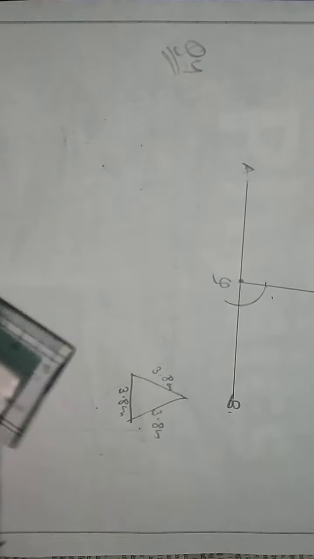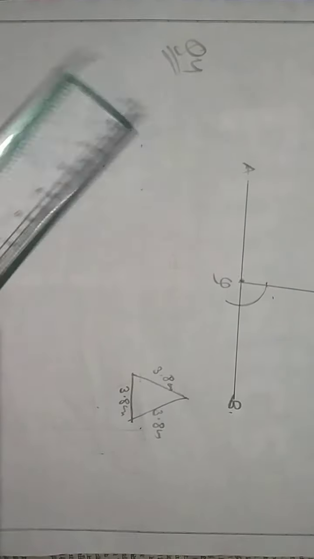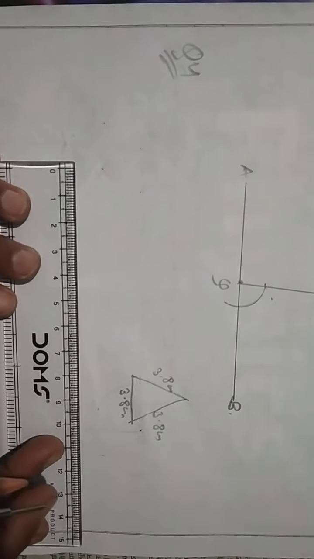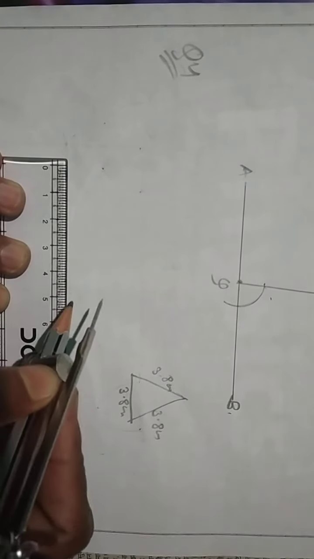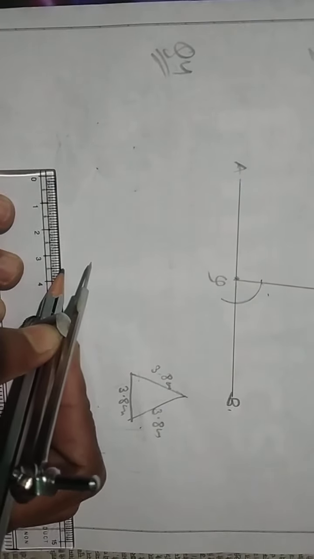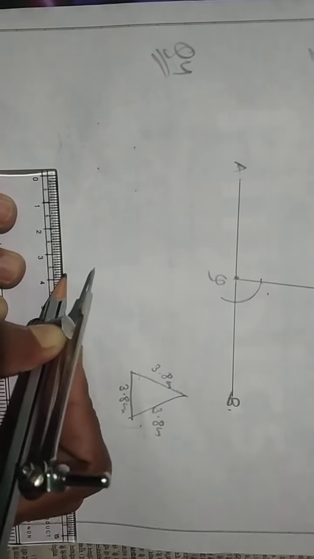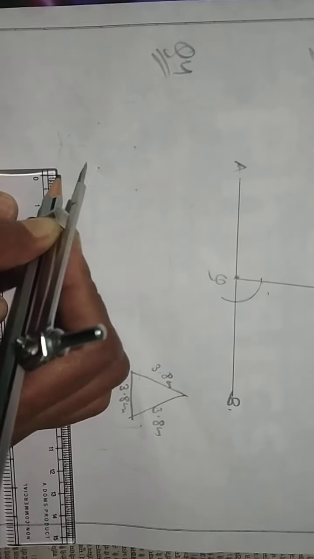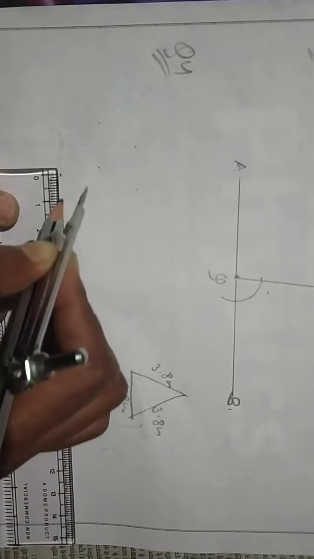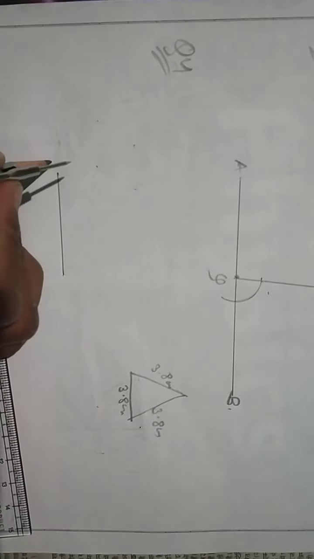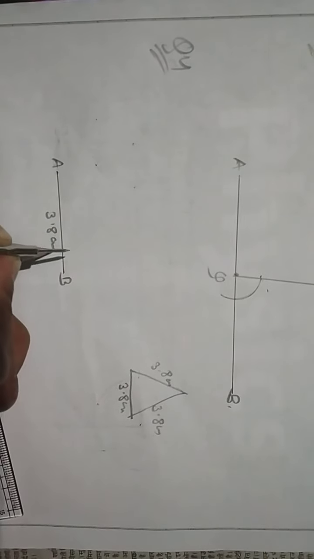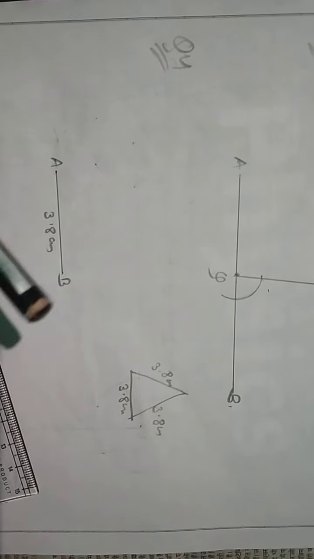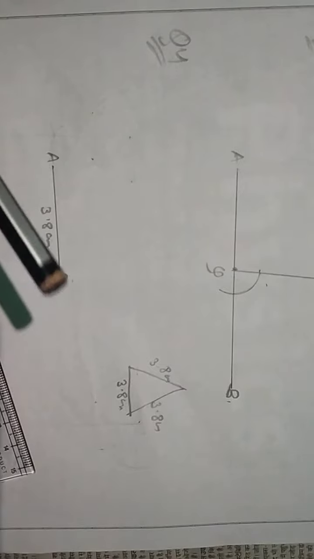Okay. For this you have to take 3.8 centimeter distance first. Draw the base. 3.8 will be 3.5, 6, 7, 8. 3.8 is here. Okay. This is, suppose, 3.8. Write its name. Suppose AB. Now this side also 3.8.